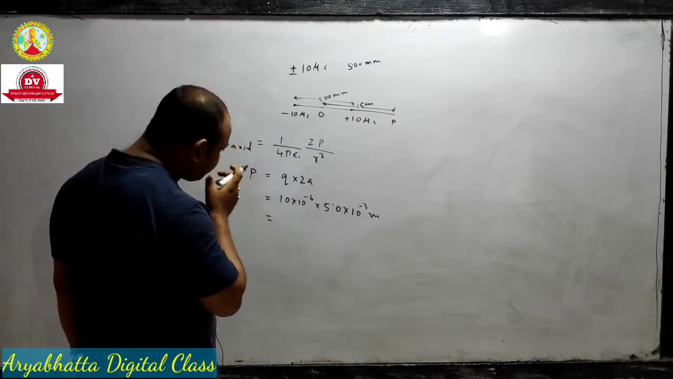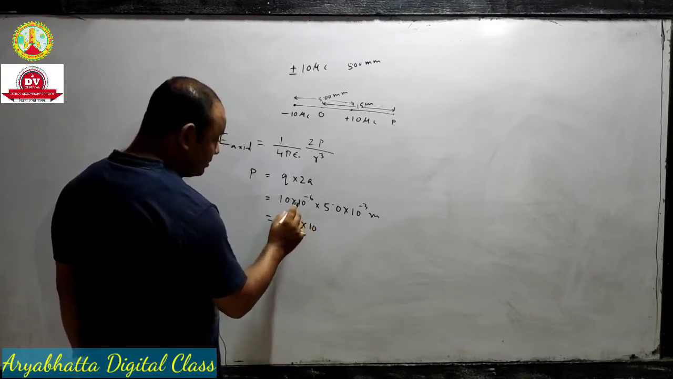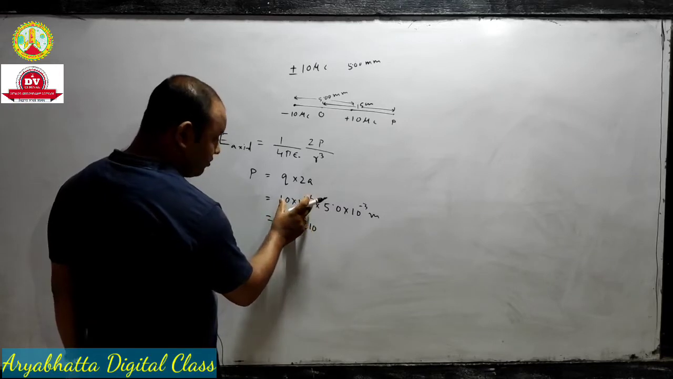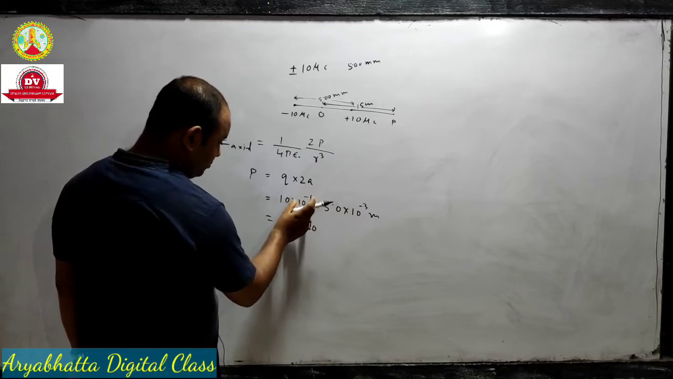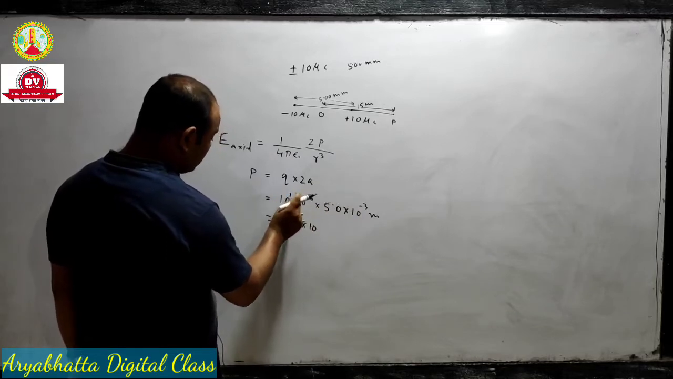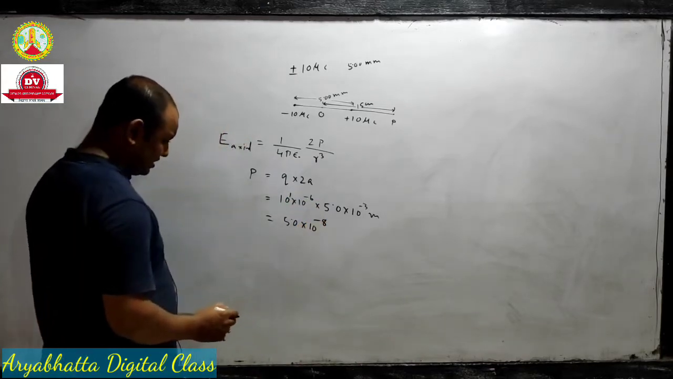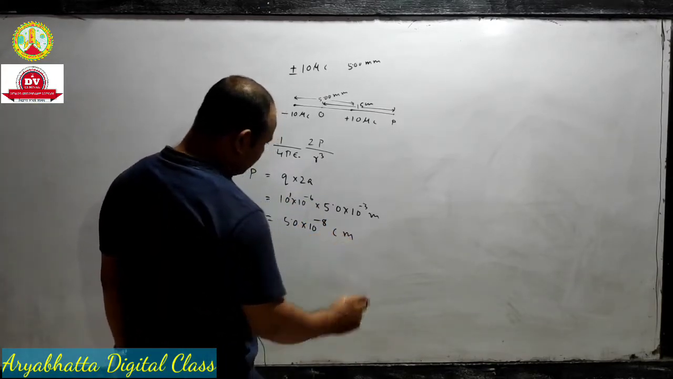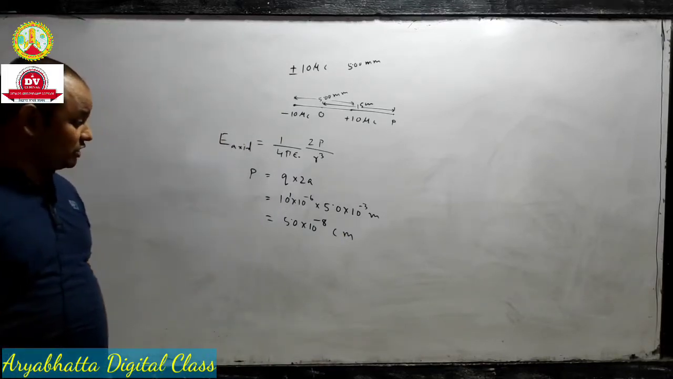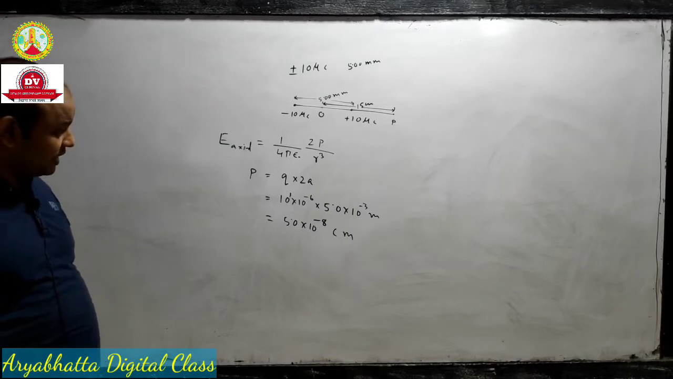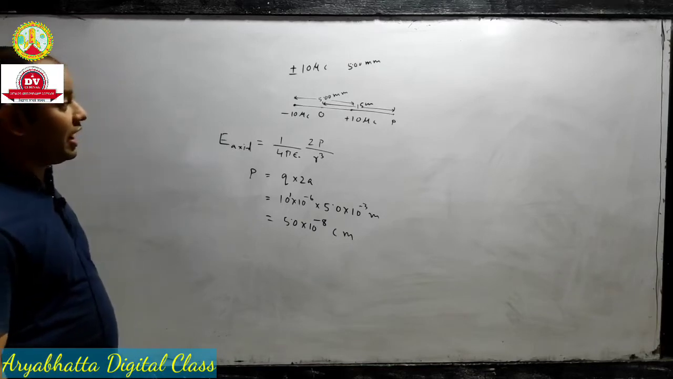So it will be 5.0 into 10 to the power minus 5 from the charge part, minus 3, so minus 8 coulomb meter. Okay, the value of the dipole moment is 5.0 into 10 to the power minus 8 coulomb meter. Okay, now we need to calculate the electric field at that point.